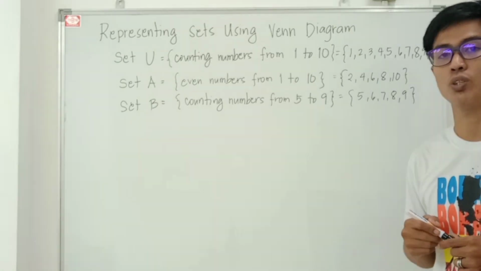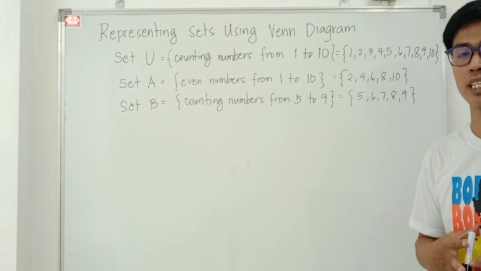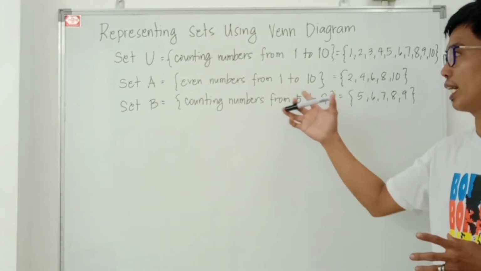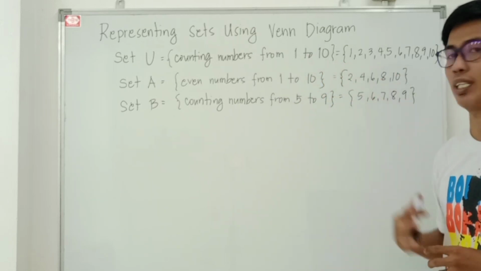So that is the first thing you will do if you're going to represent a set using the Venn diagram, lalo na kung hindi given yung mga elements. So ang una nyo gagawin ay i-identify or i-determine yung elements ng bawat set.